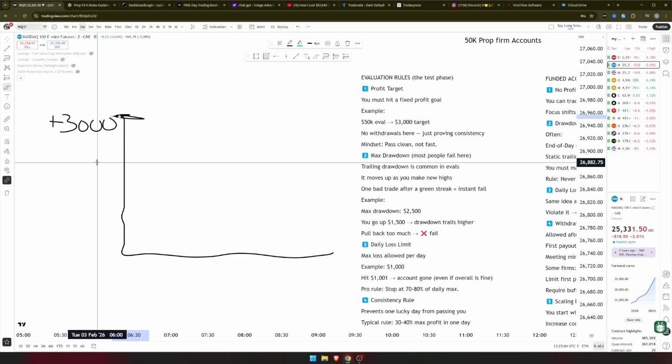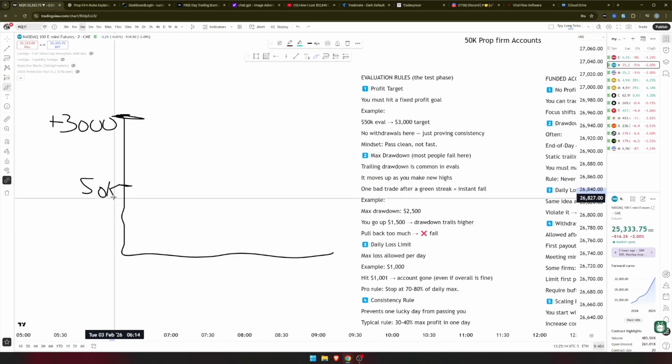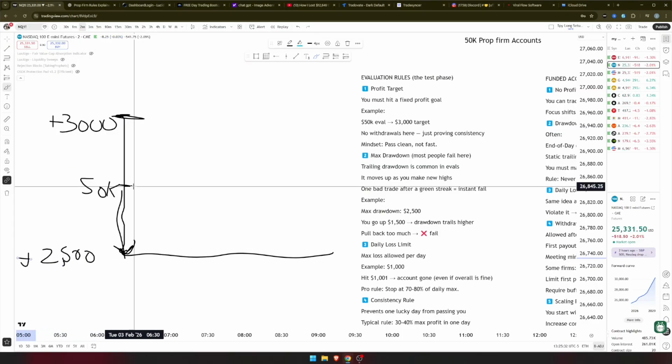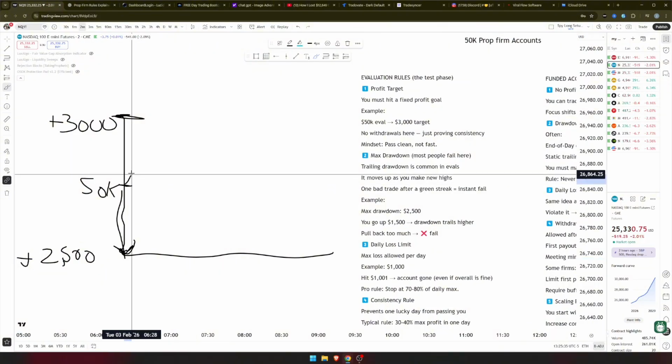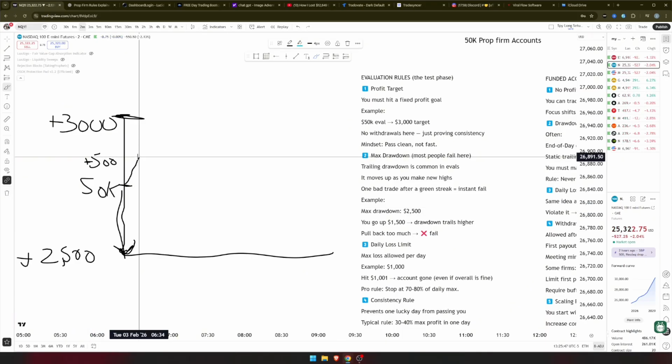That's our profit target. Let's just say our starting point is right here. This is our neutral point. This is where we start with our 50K. And then our trailing drawdown is where we cannot lose. We cannot lose more than 2,500, so we have 2,500 right here. When we start making money, let's just say we're up $500 on the day. So this is plus 500 at this mark right here.